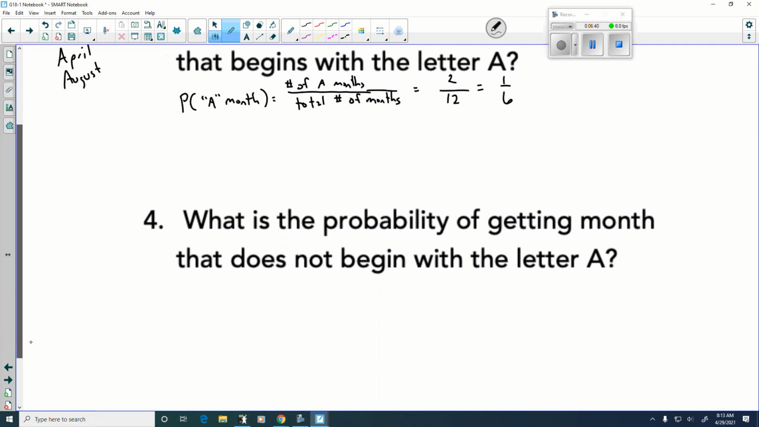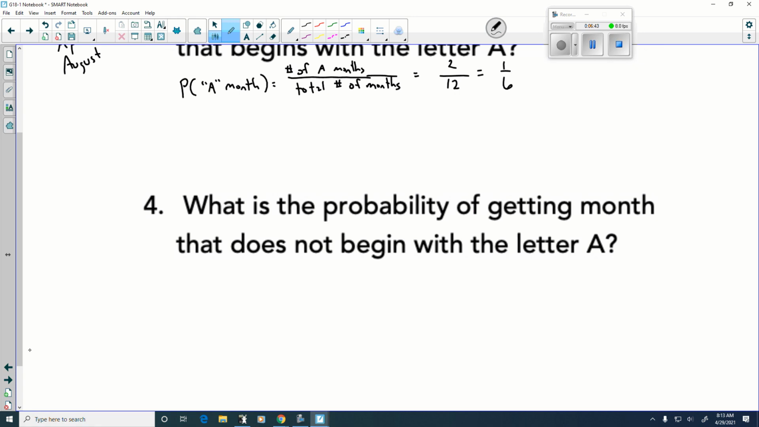So what's the probability of getting a month that does not begin with the letter A? So it's the probability it's not an A month, which could actually be solved 2 different ways. I could go through and say, well, how many not A months do I have over the total number of months? So let's see how to do that.